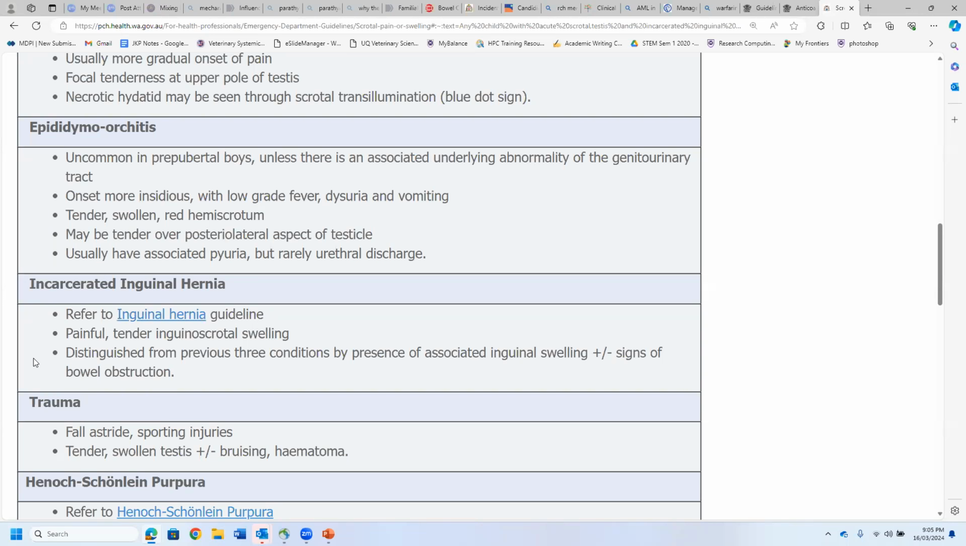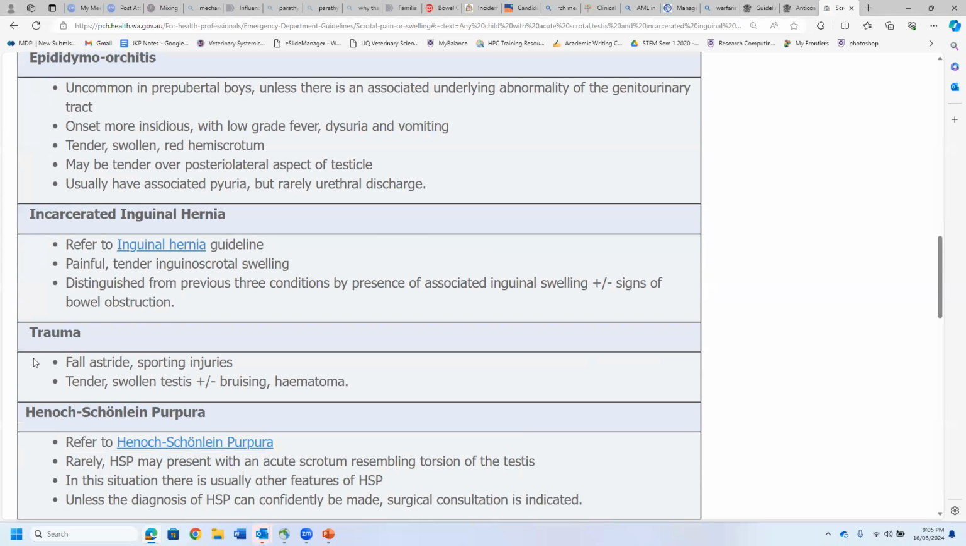The other emergency that we are very concerned about is the incarcerated inguinal hernia. In this, the swelling extends the whole length of the scrotum. We can't find the upper limit of it. It's usually an indirect inguinal hernia, and the patient presents with signs of bowel obstruction like pain, abdominal distension, vomiting. So you need to do an X-ray and take the patient to the theater.